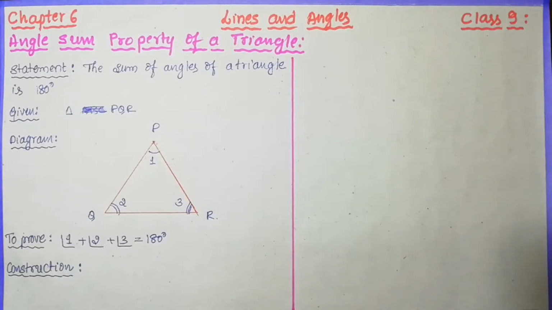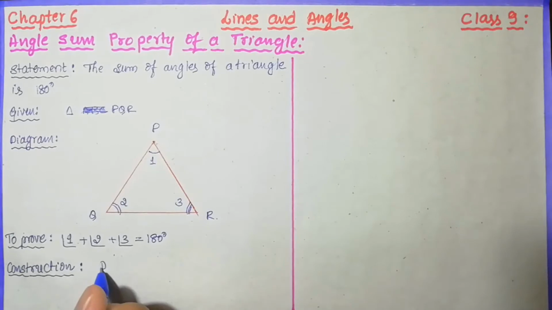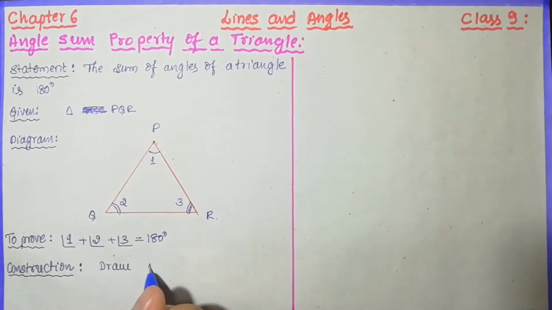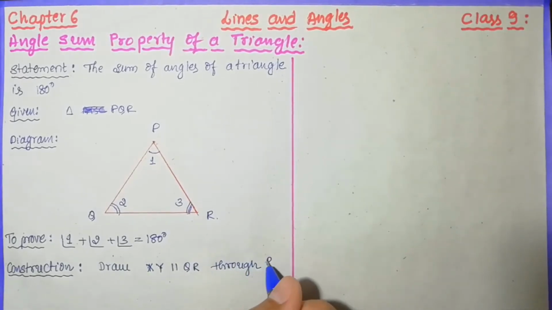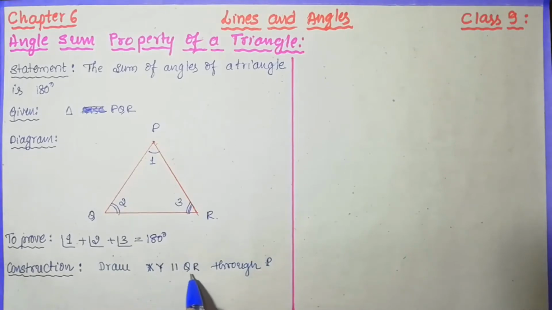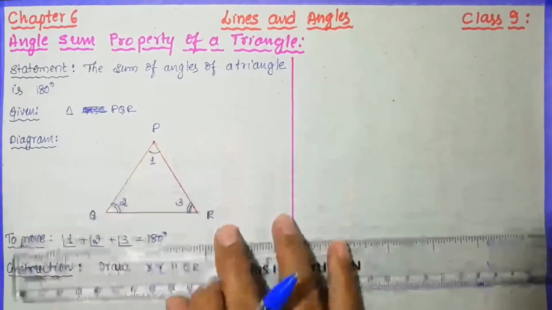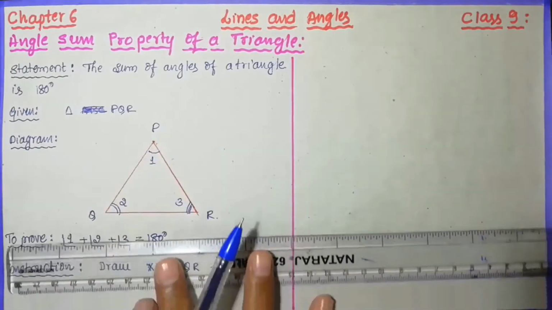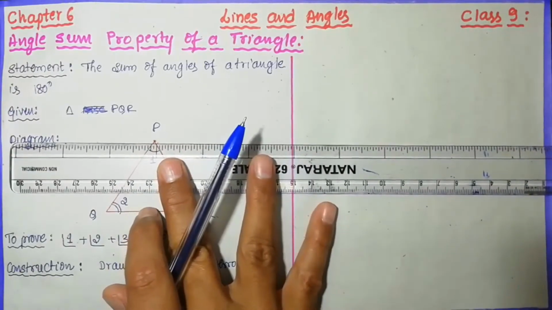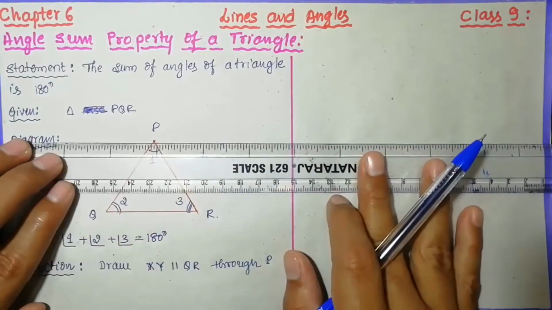We need some construction for this. Draw XY parallel to QR through P, which means the line XY, parallel to QR, must pass through the point P. Now I'm going to write the construction in the diagram. Through the point P, draw a parallel to QR in this direction. So this is XY parallel to QR.